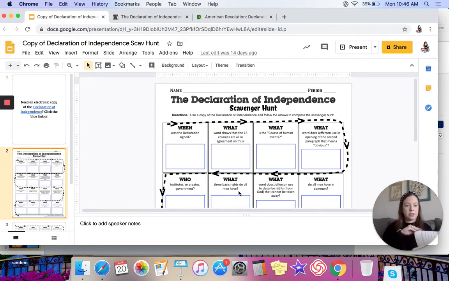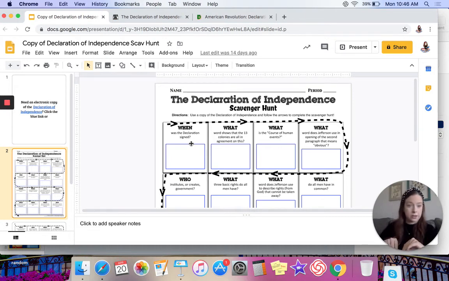So if you notice, boys and girls, in your paper copy, I gave you the slideshow if you wanted to write some things down. You don't have to, but it's just there if you want to go back to it. And then you'll see you have the paper copy. Again, I don't care which one you do. You can do it on Google Classroom or you can do it on here. The directions say, use the copy of the Declaration of Independence and follow the arrows and complete the scavenger hunt. It's all questions, boys and girls, and it really goes in order. So the first question says, you'll see it right on here, when was the Declaration signed?